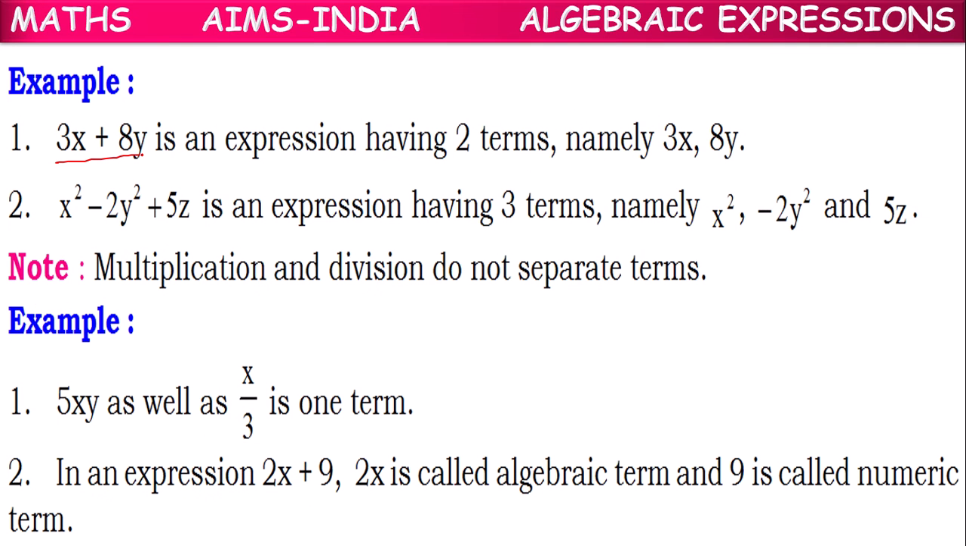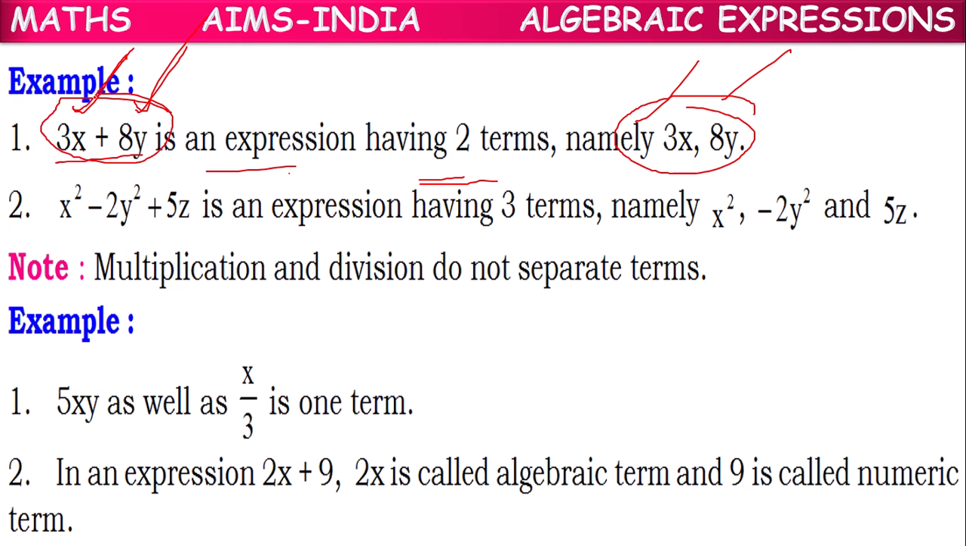So 3x plus 8y. This is the first term, second term. The first term is algebraic, the second term is algebraic. So it's an expression having two terms, 3x and 8y. Both are algebraic terms. So this is an example of an algebraic expression. Then x square minus 2y square plus 5z. It's an expression having three terms, and all three terms are algebraic terms. So it's an example of an algebraic expression.